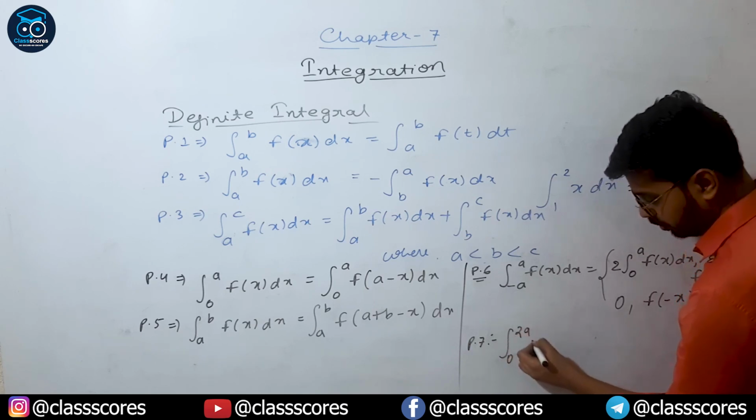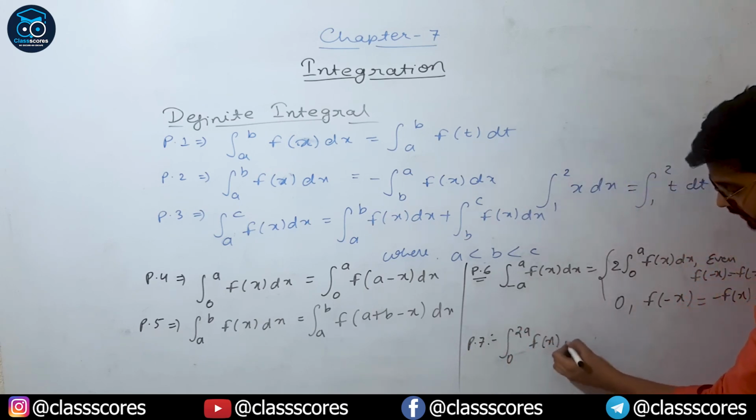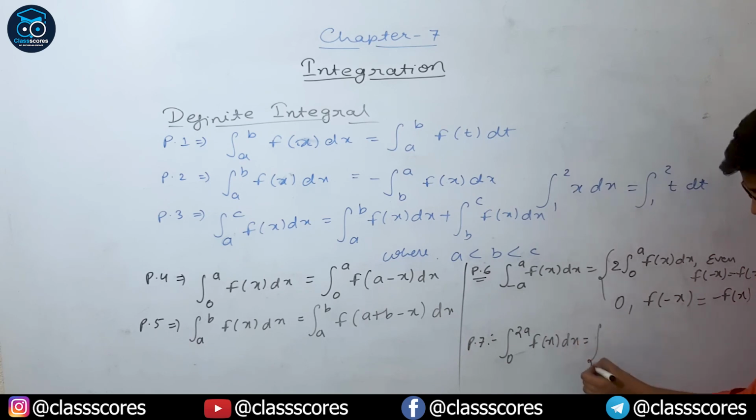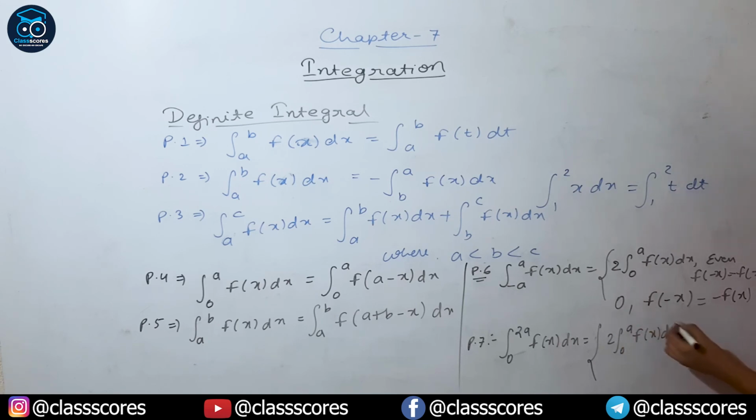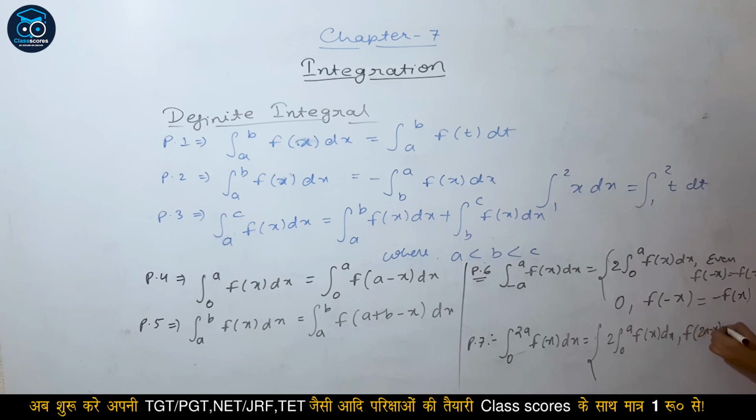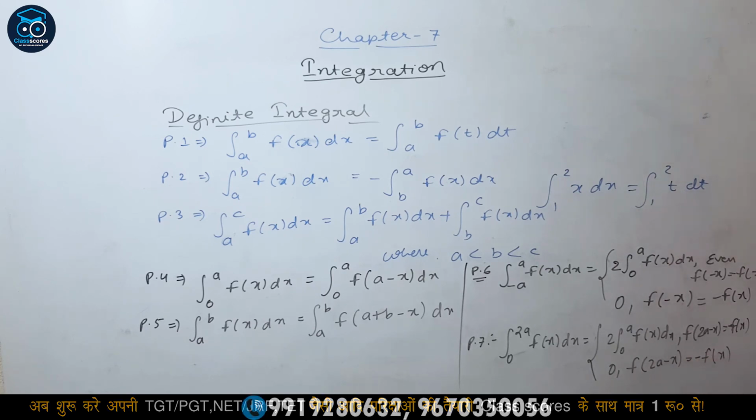0 to 2a f(x) dx. So here we can write 0 to a f(x) dx when f of 2a minus x is equal to f(x), and 0 when f of 2a minus x is equal to minus f(x). So these are the basic 7 properties of definite integration.